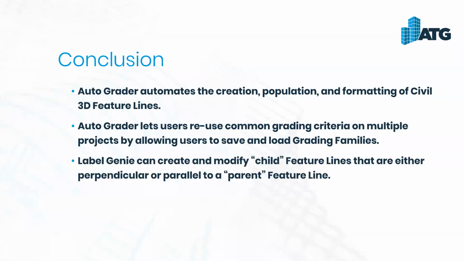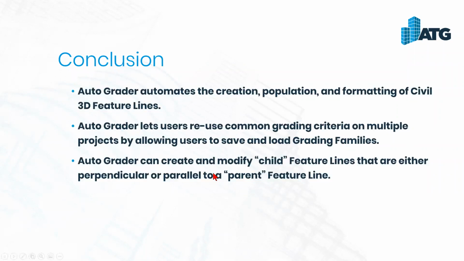Oh, my mistake, I saved this for my Label Genie presentation previously. The AutoGrader tool will be able to create and modify those families, the parent and the child feature lines, perpendicular to or parallel to those parent feature lines.